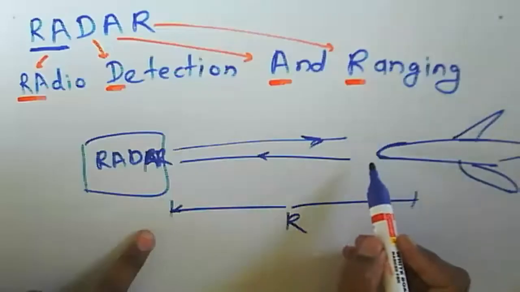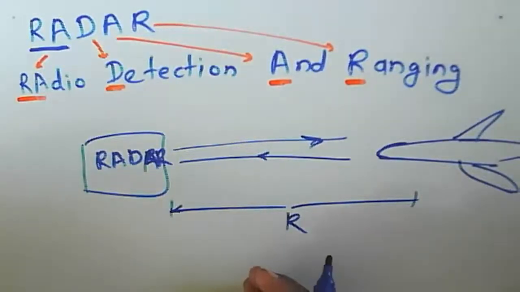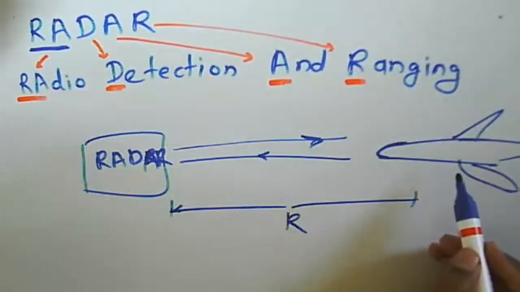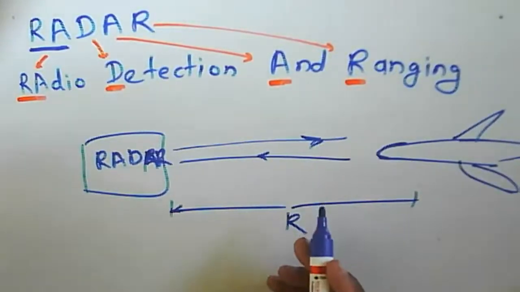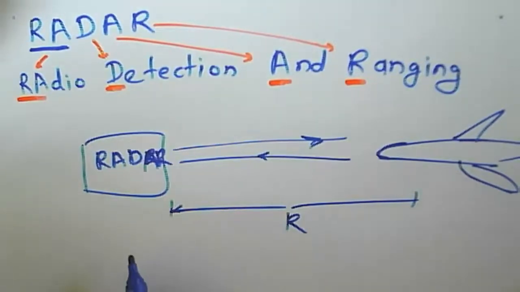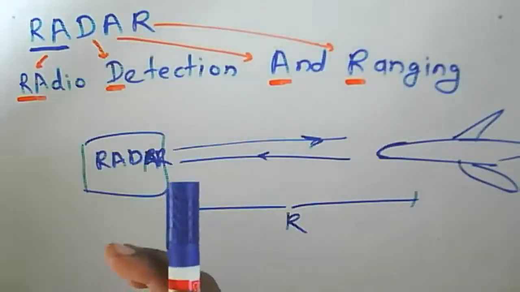Now the object is reflecting the wave. This object has a metallic surface. As we have seen from the properties of a microwave signal, a microwave signal will reflect from a metallic object. We already know that the microwave frequency range is in terms of gigahertz, 300 megahertz to 300 gigahertz. That frequency range is used in a radar.